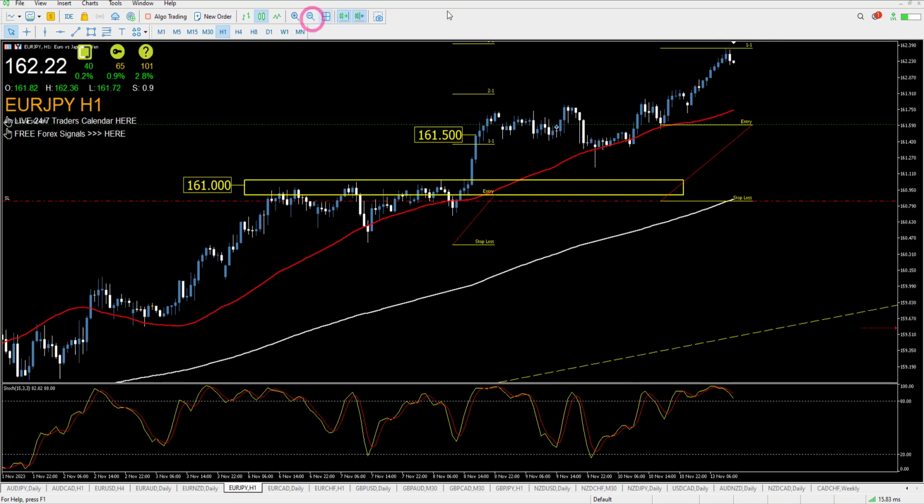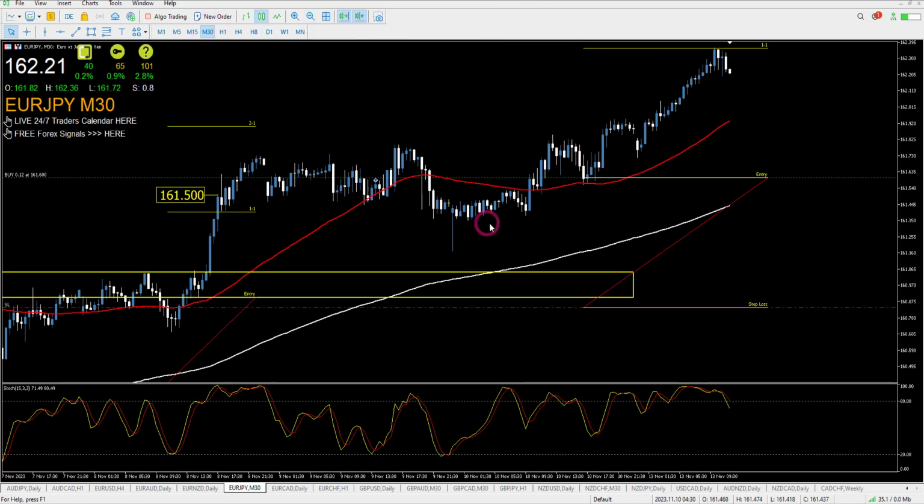What we did last week was look to trade basically off this 50 MA from the 30-minute time frame, and that's how we got in. Price did dip below it, and we did get a little bit of a scare on this close, but that didn't really affect the market too much.